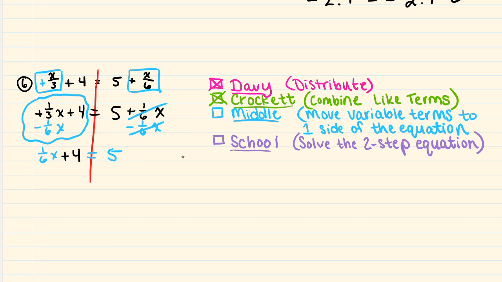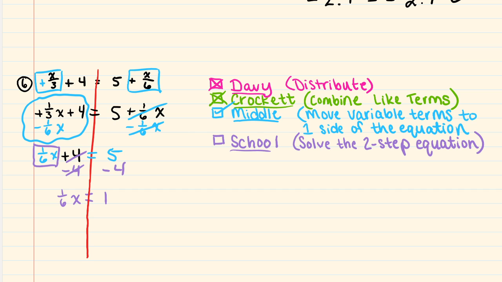Okay, so I moved my variable terms to one side. Now I've just got to solve a regular old two-step equation. So I'm going to isolate the variable term by getting rid of the 4. So on the left, I just have the 1/6 x. And on the right, I've got 5 minus 4, which is... Alright, then let me extend my line a little bit here.